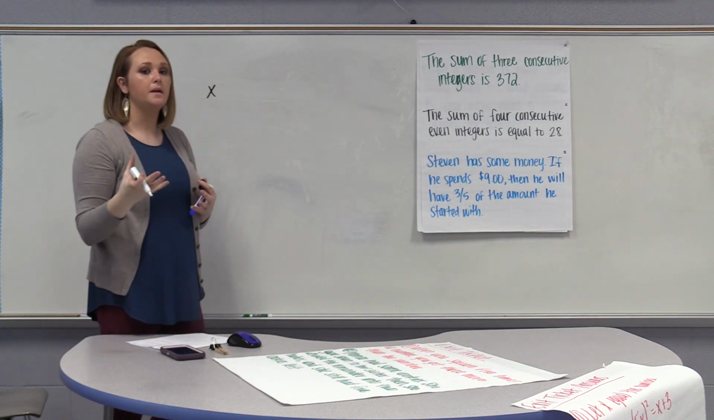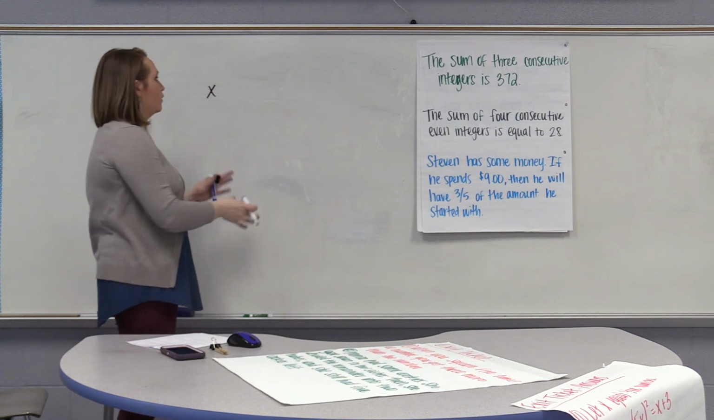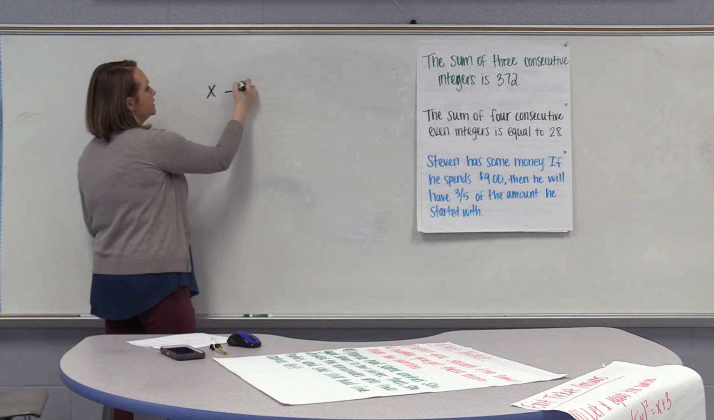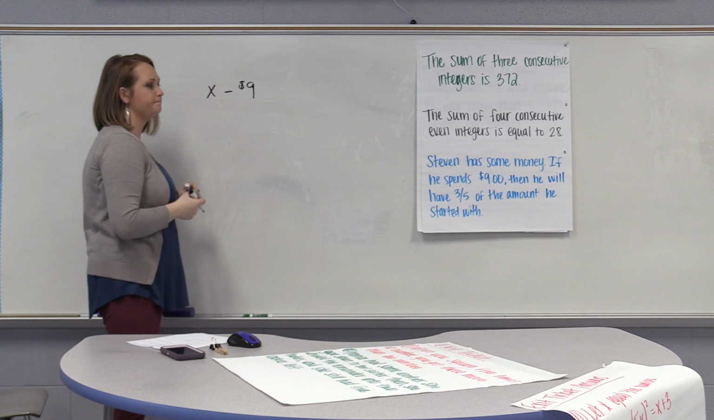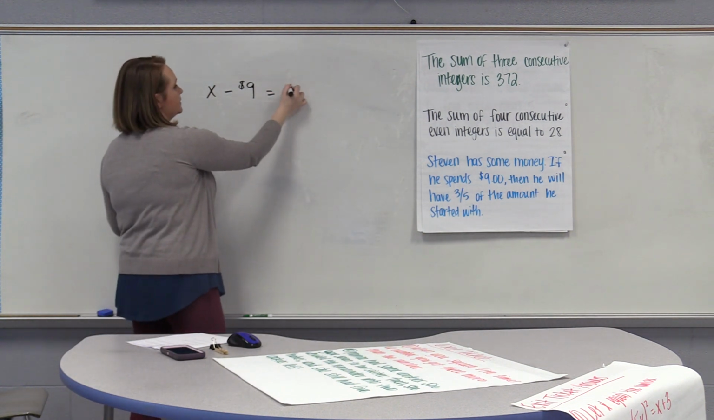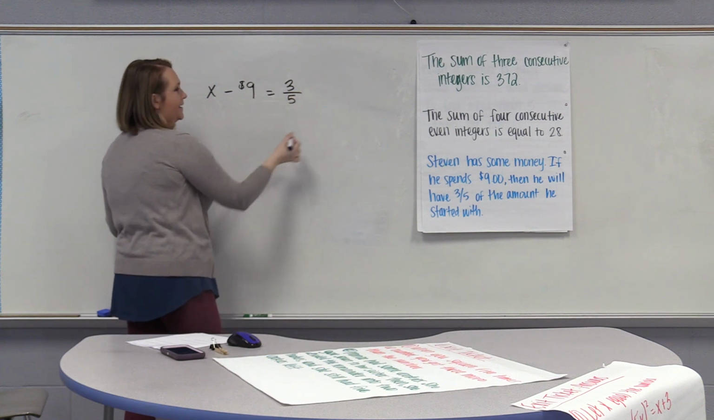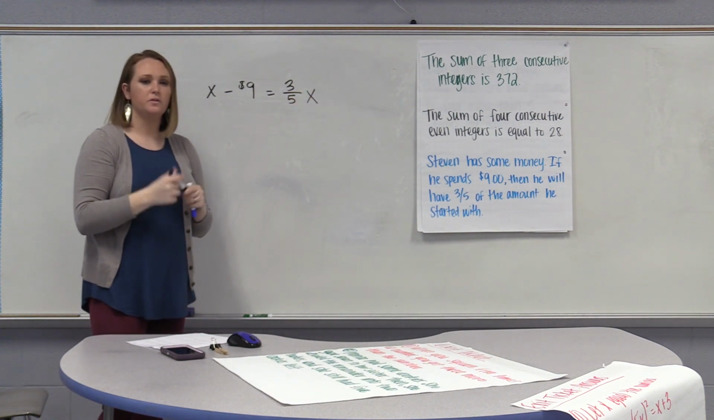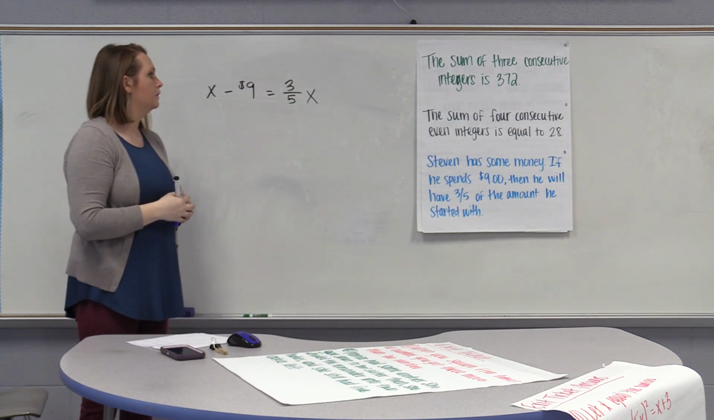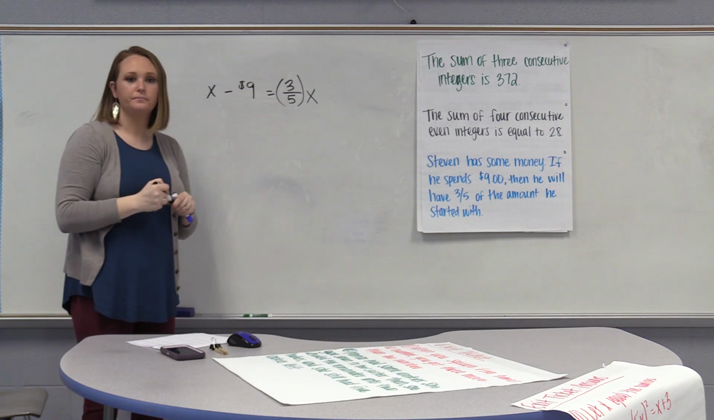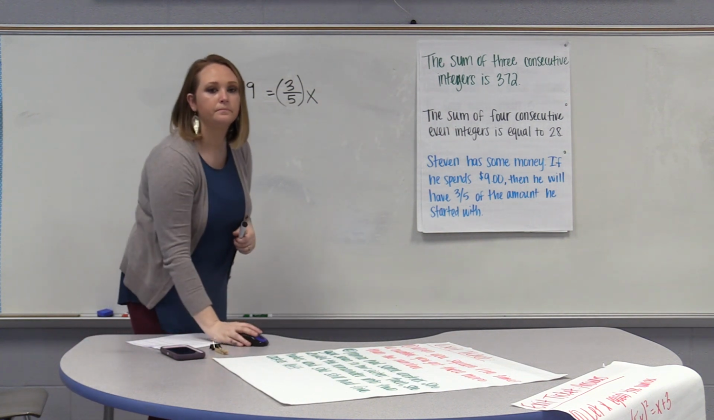And he spends $9. So that amount of money he has, it's going to decrease by $9. And he has 3/5 of the money he started with, and he started with x. Did your equation look something like this? Remember, at any point you could put parentheses around that. Great job.